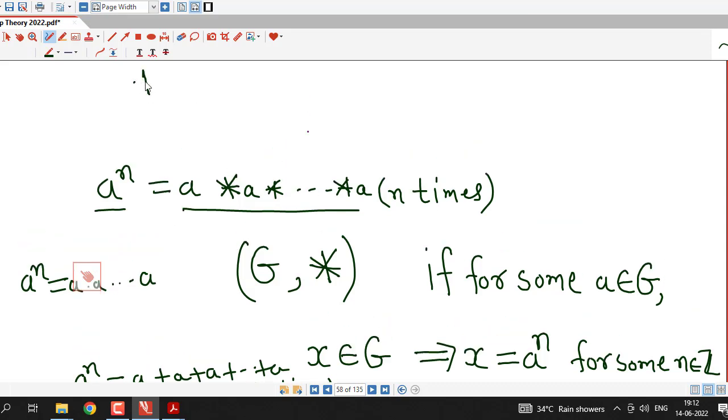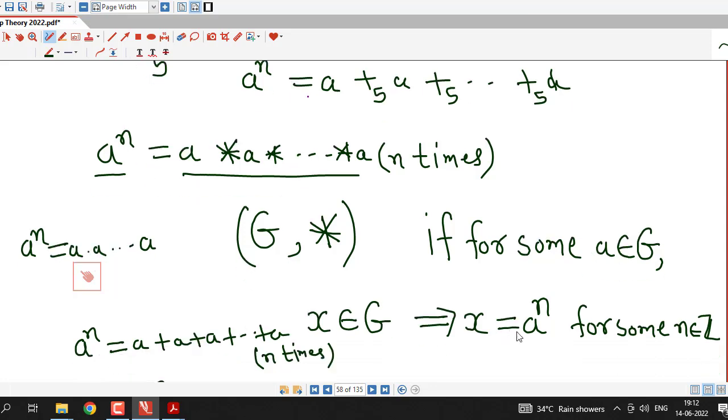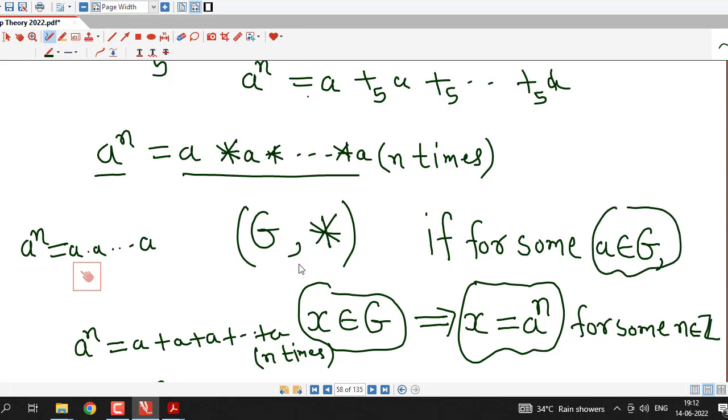Here our operation is addition modulo 5. So A raised to n means A addition modulo 5, A addition modulo 5, and so on, A addition modulo 5, n times. So that is the meaning of A raised to n. So if we take any element of group G, and if every element can be represented by some power of this fixed element A, then we can say that group G is cyclic.